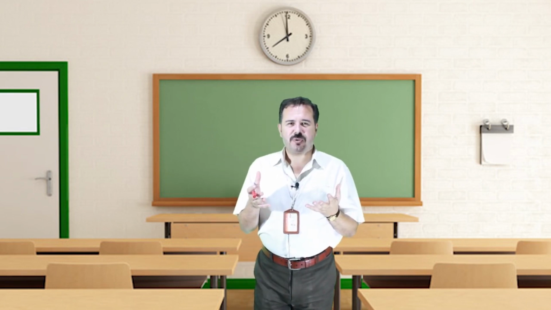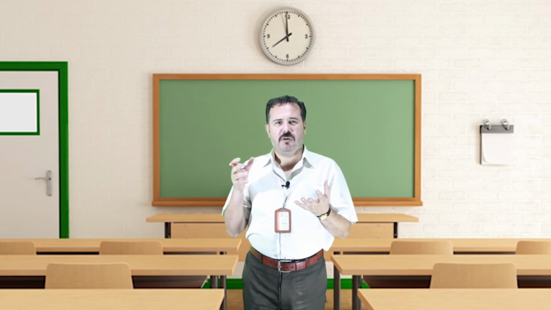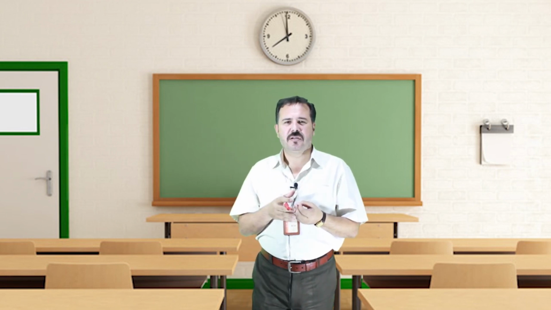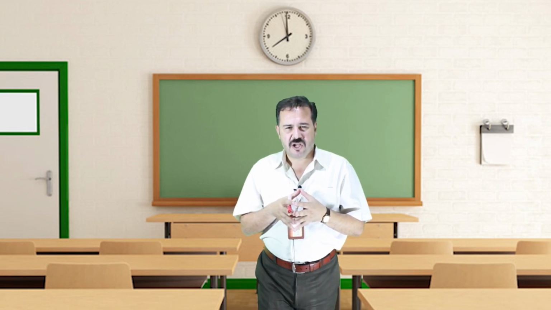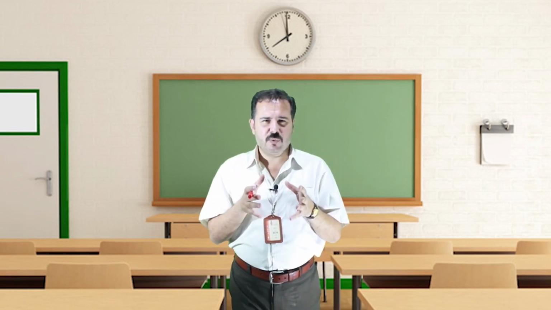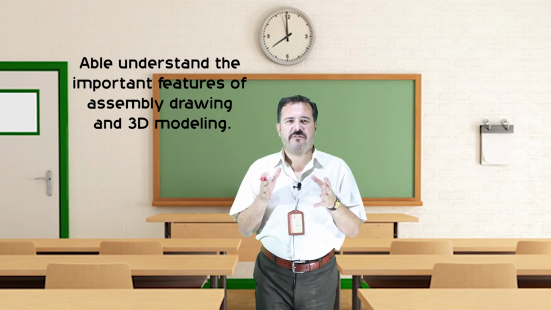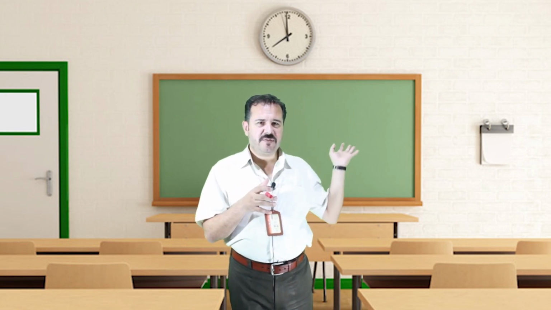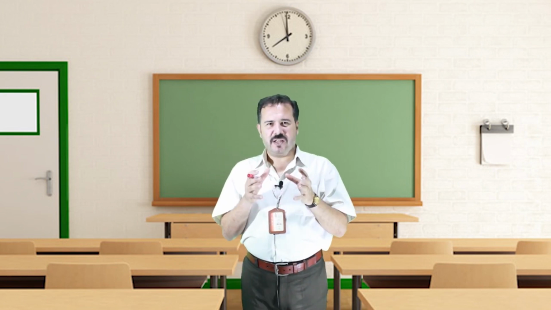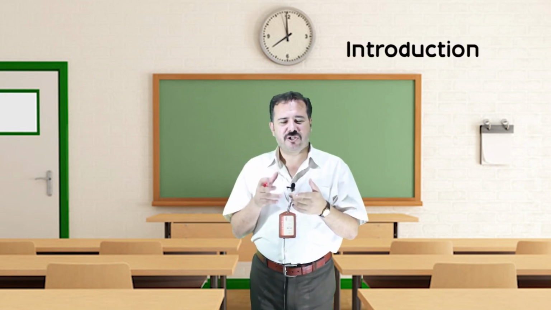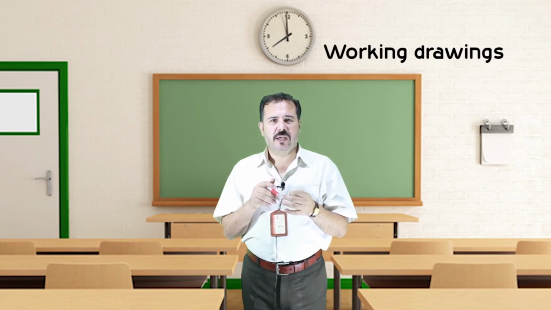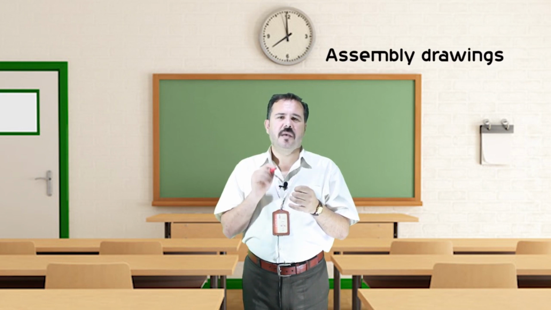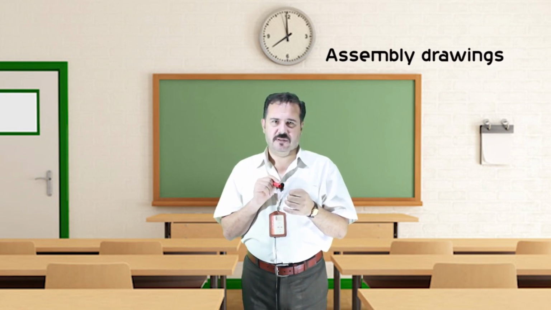As usual, I want to show you the learning outcome of this chapter at the beginning. You will see it on my right side. The learning outcome of this chapter is the student will be able to understand the feature of the assembling drawing. On my left side, you will see the content of this chapter. First, introduction. Second, the working drawings, and the detailed drawings, and assembling drawings.